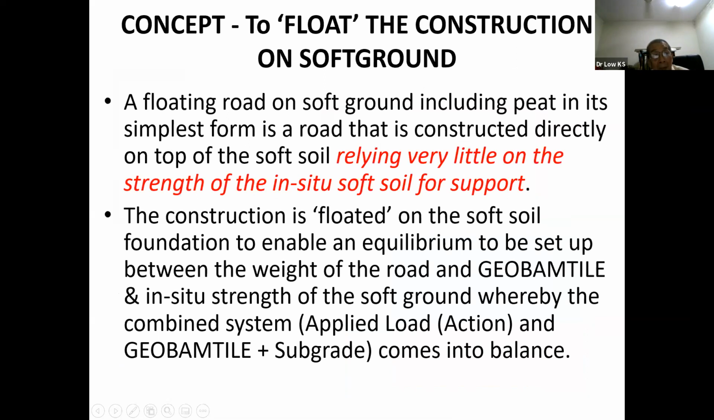Now, the design philosophy is a floating road on the soft ground, including peat in its simpler form. It's a road constructed directly on top of the soft soil, relying very little on its strength. That means we don't care how soft the soil is, including its slime. Because we don't rely on the soil strength, we rely on the bamboo to support. So the concept is to float on the soft soil foundation to enable equilibrium. Whatever load you put, the thing will go down, but only to an extent where it is in equilibrium. When the equilibrium is set up, when action and reaction are equal, it will stop.